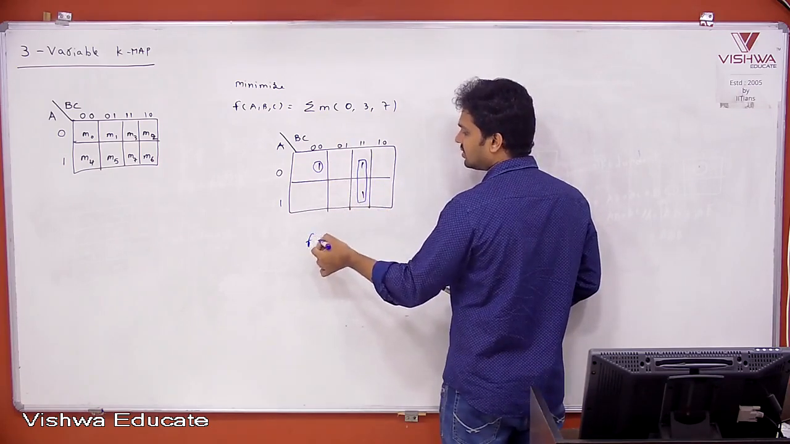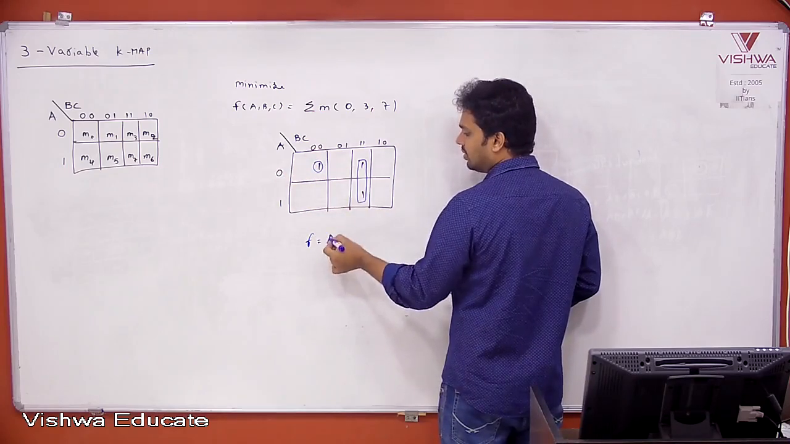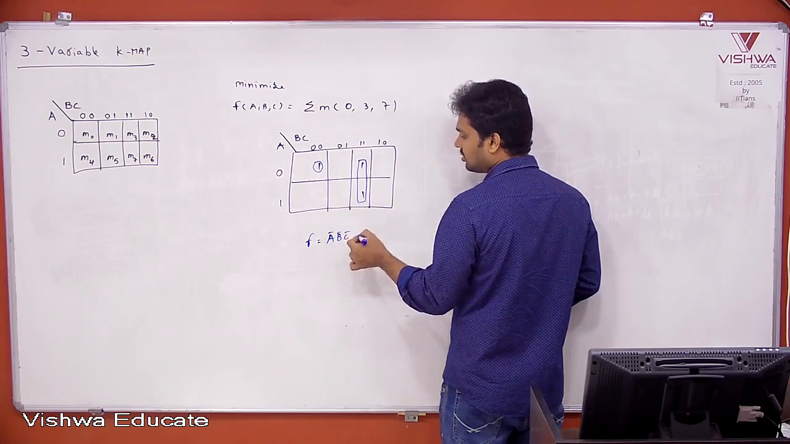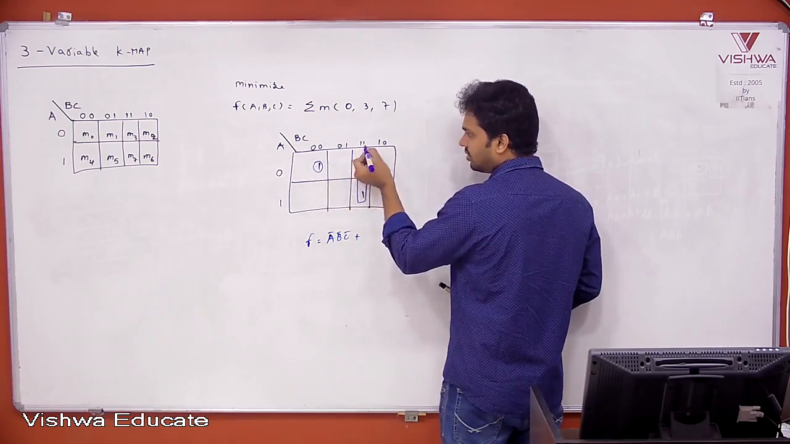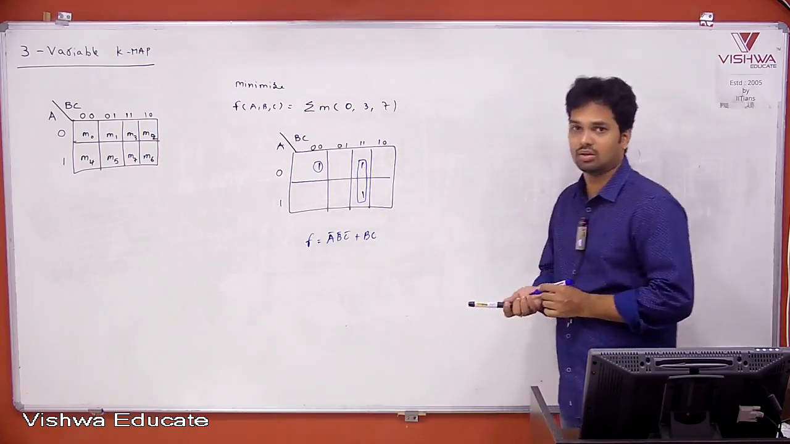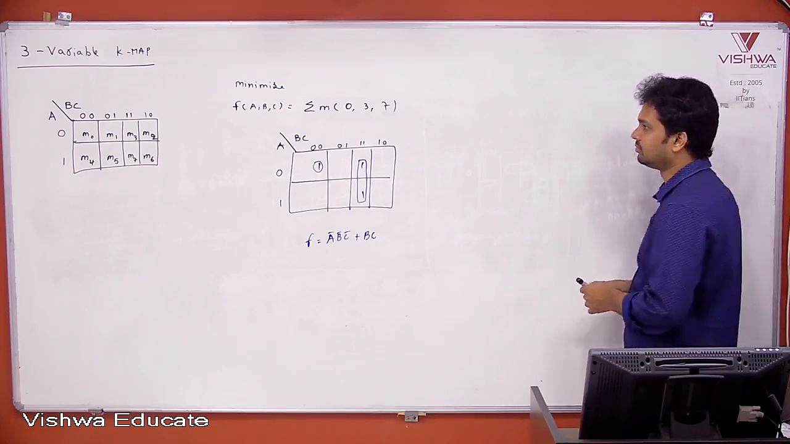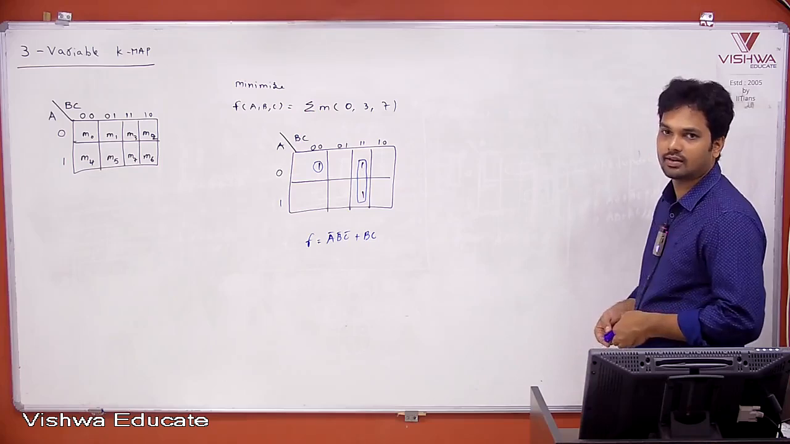So what is the answer? For singleton 0, 0, 0: A bar, B bar, C bar. For pair, here nothing is common. Here what is common? B into C. Okay. Copy it. Whenever there is no possibility, we should take the single term.